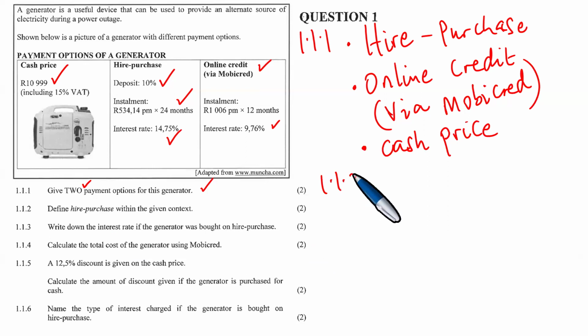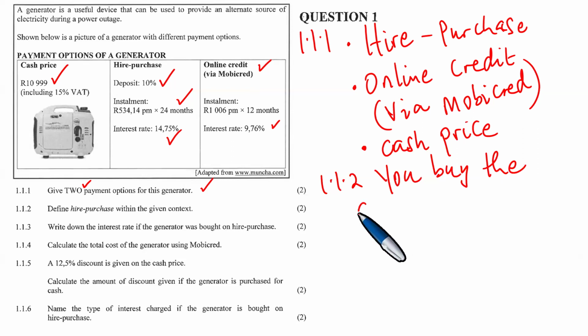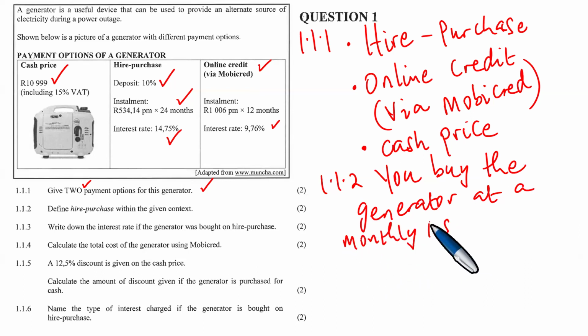Right, in 1.1.2, we're looking at defining hire purchase within the given context. What does hire purchase mean here in this situation? Hire purchase means that you buy the generator at a monthly installment.